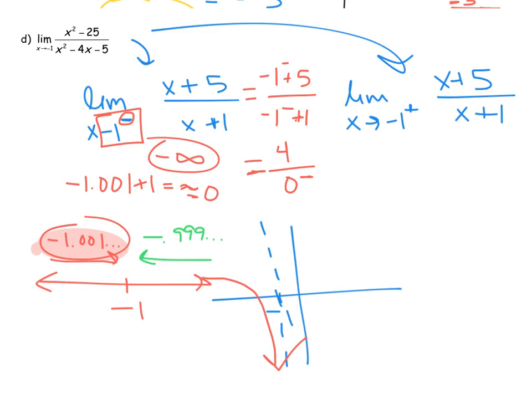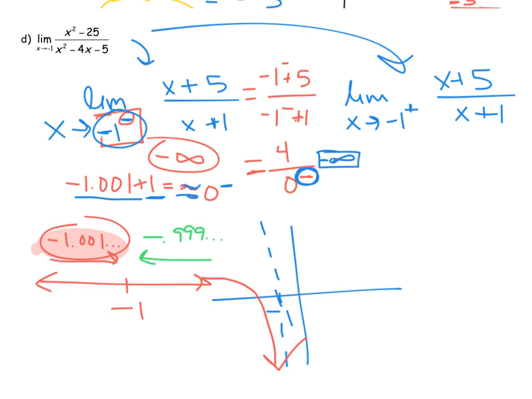Oops, I forgot my arrow here. This is x approaching -1 from the left. Because I'm approaching negative 1 from the left, negative 1.001 plus 1 is going to be close to 0, but it's going to be a negative number. A number divided by something super close to 0 is going to go towards infinity, but in this situation it's negative, so we have negative infinity for this first scenario.